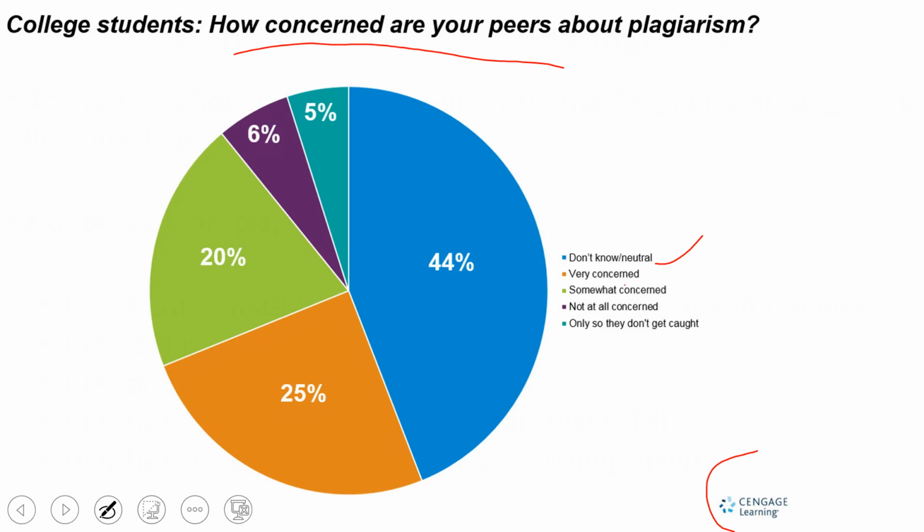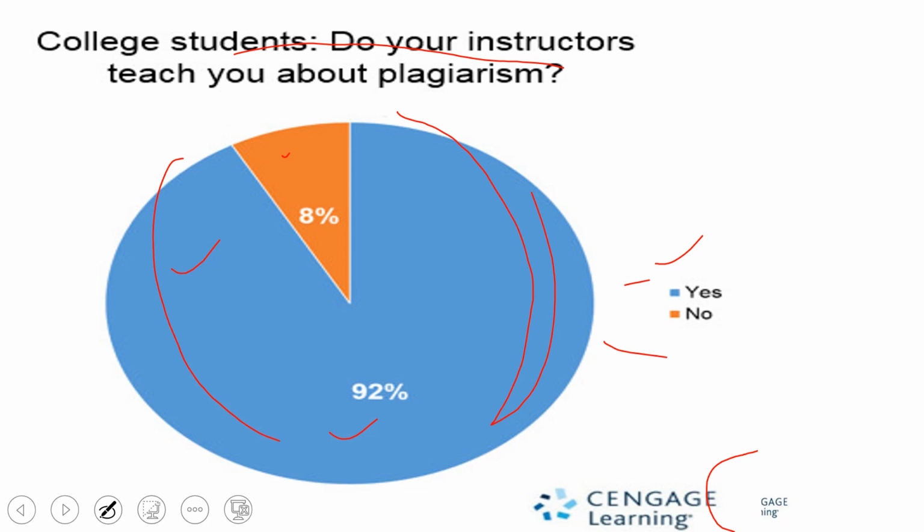Then roughly 25% said very concerned, and somewhat concerned is roughly 20%. So 44% neutral or don't know, roughly 45% concerned, not at all concerned is roughly 6%, and only 5% said they are concerned only so that they don't get caught.